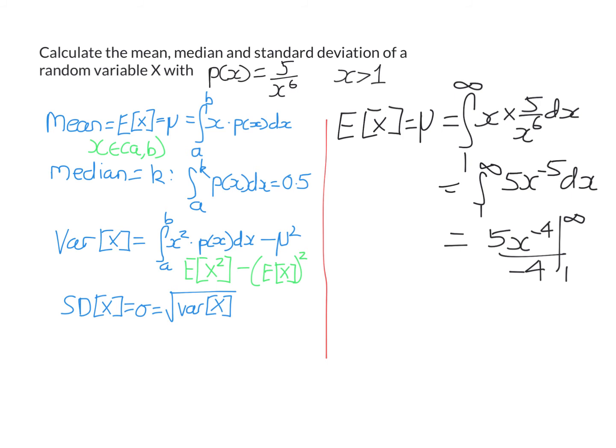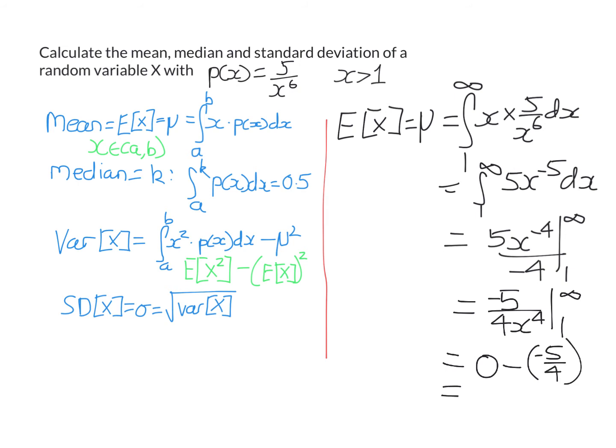So it might be easier if I write this as negative 5 over 4x to the power of 4. So when I substitute infinity into this expression, I get 0. When I substitute 1 into this expression, I get minus 5 over 4. So the expected value here is just 1.25. Easy as that. So now I'm going to calculate the median.